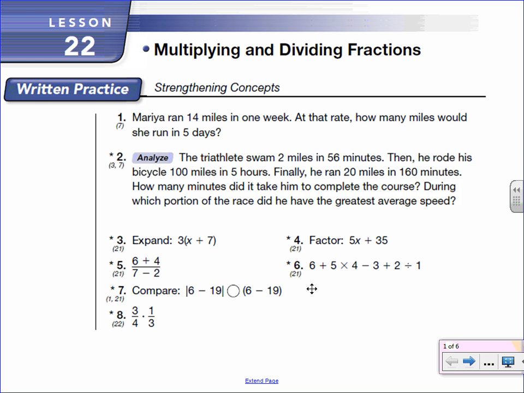Number 1, Mariah ran 14 miles in 1 week. At that rate, how many miles would she run in 5 days? Well, 14 miles divided by 1 week, which is 7 days, would give us how many miles she runs each day. And then if she's going to run 5 days, days will cancel out. So 14 divided by 7 is 2, and then 2 times 5 is 10.